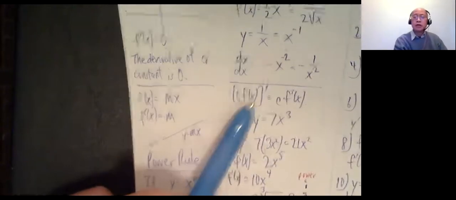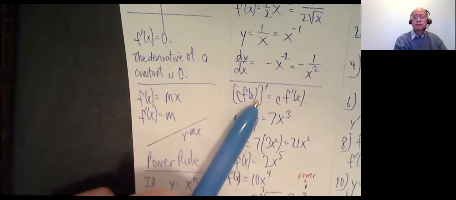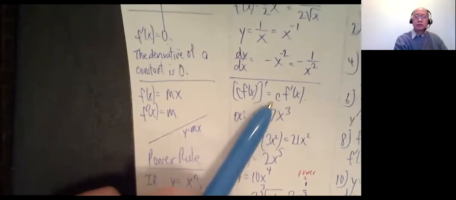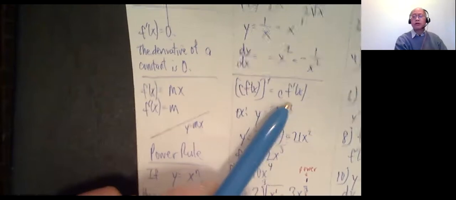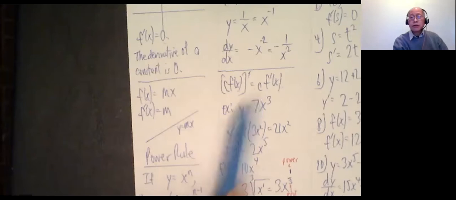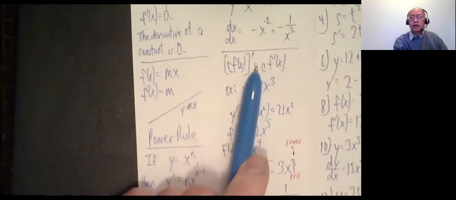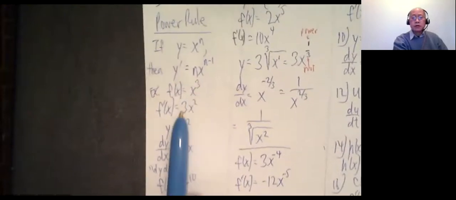If you have a number times a function, the derivative is the number times the derivative of the function. Okay, it's fairly straightforward. Give you a simple example. Okay, y equals 7x cubed. Now we already know how to differentiate x cubed. What was the derivative of x cubed? 3x².